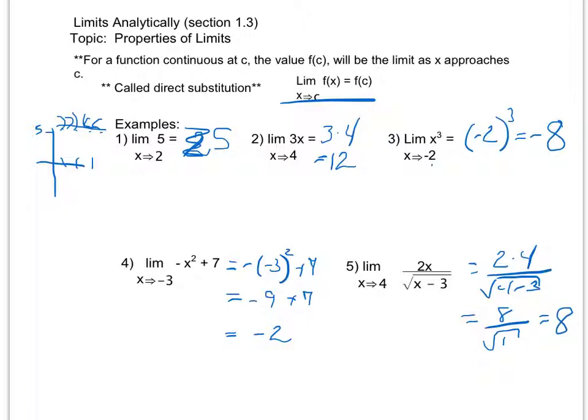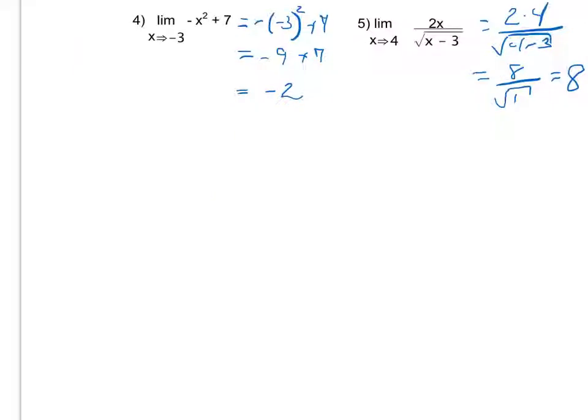So if you can determine if a function is continuous at the value that you're looking for the limit at, all you have to do is use direct substitution. Once again, that's going to be our easiest way to evaluate the limit. And I believe that was the last example. Yep, that's all I have on there.